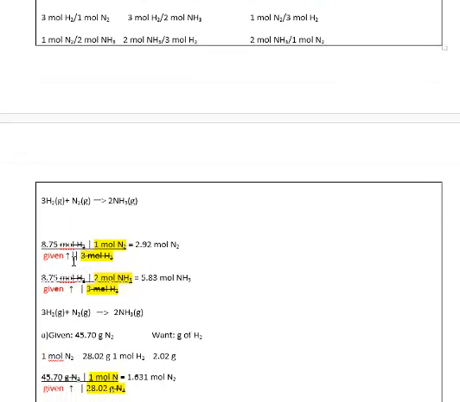Okay, so given 8.75 moles of hydrogen multiplied by 1 mole of nitrogen divided by 3 moles of hydrogen equals 2.92 moles of nitrogen.